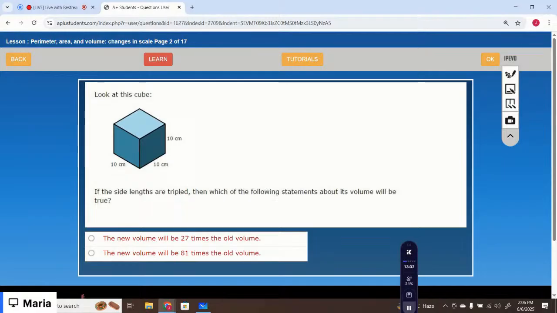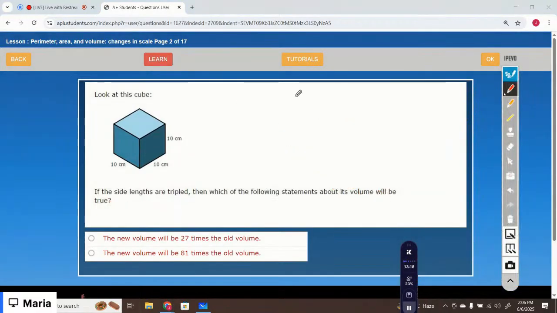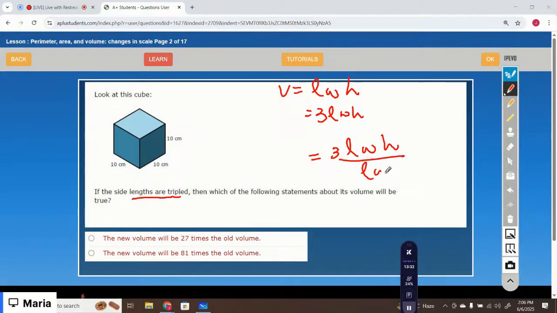Look at the cube. If the side lengths are tripled, then which of the following statements about its volume will be true? So the volume of the cube is length times width times height. If the length is tripled, that is 3LWH. So the new volume is 3L times width times height divided by length times width times height.